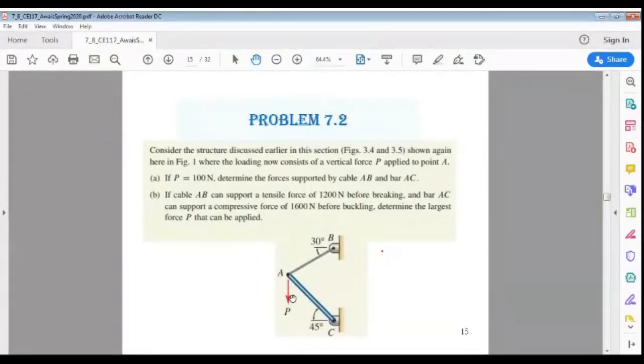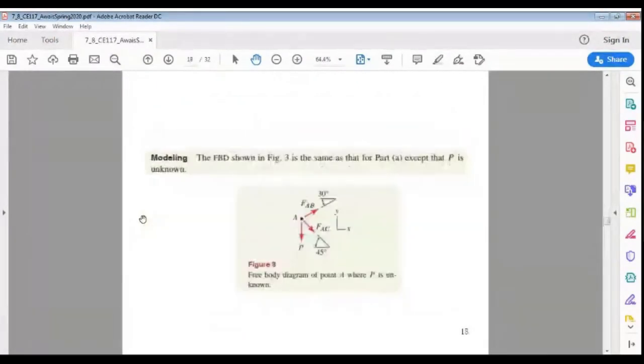So the first step is to draw the free body diagram. If I am looking into the equilibrium of joint A, the free body diagram of joint A is exactly similar to what we have drawn for part A of this problem. So we have a downward force, then we have a force in member AC, and a force in member AB. The angles are known. So this free body diagram is now complete and we are ready to solve it.